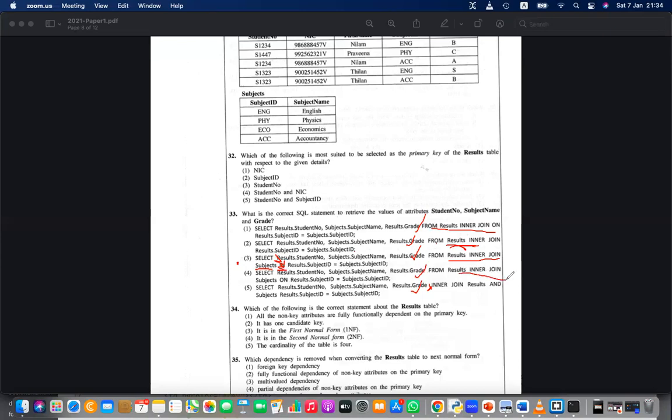Results, inner join, subjects, on. Yes, this part has "on". So let's go for answer number 4 then. Okay, what is this join? There are 3 joins: inner join, outer join, and normal join.